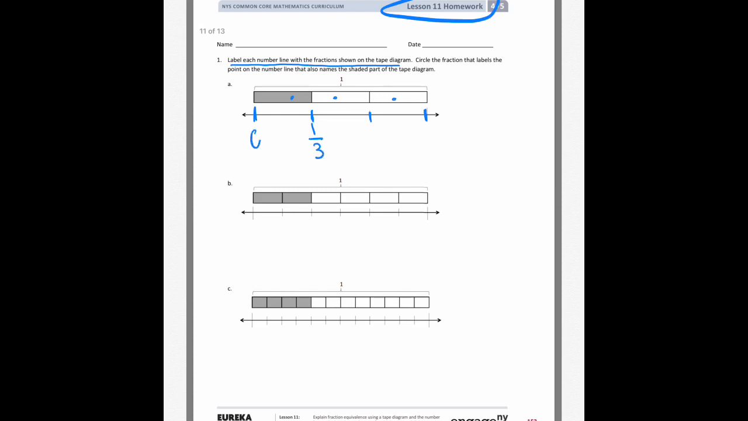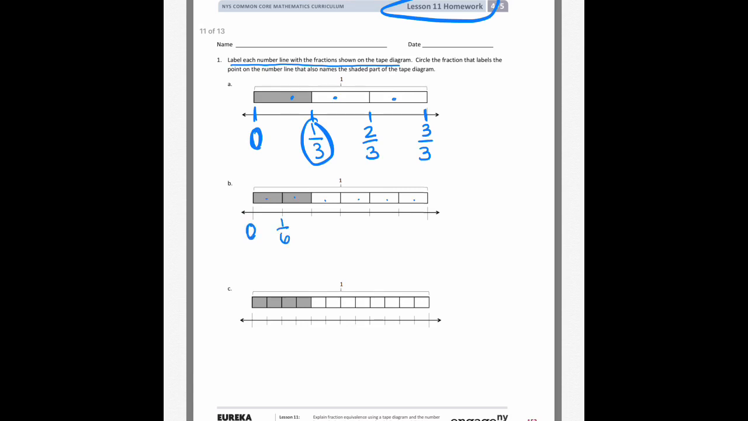So here this is 1/3. Okay, let me put my 0 first. We start at 0. That's 1/3, 2/3, and 3/3. So really it's just a number line that goes along with the tape diagram. And I circled 1/3 because it told me to circle the fraction that goes with what's shaded.